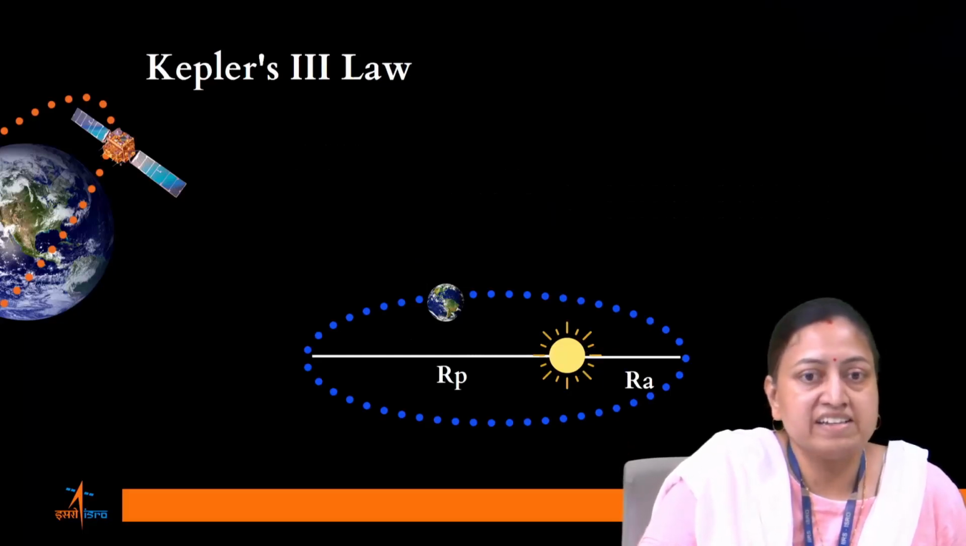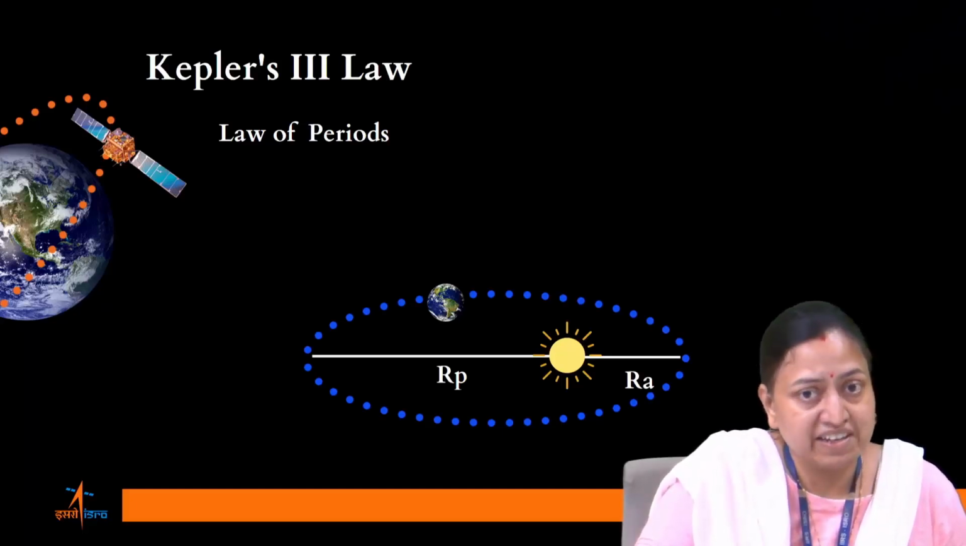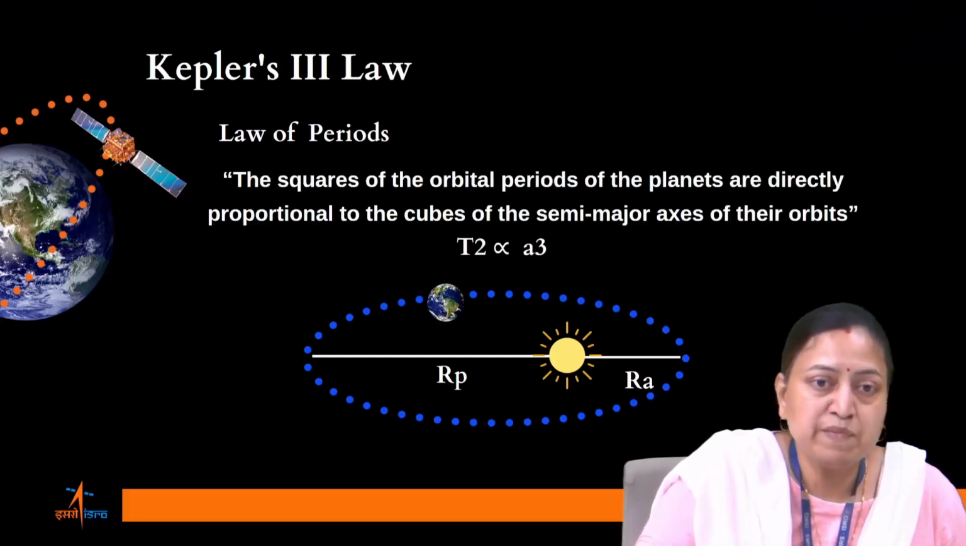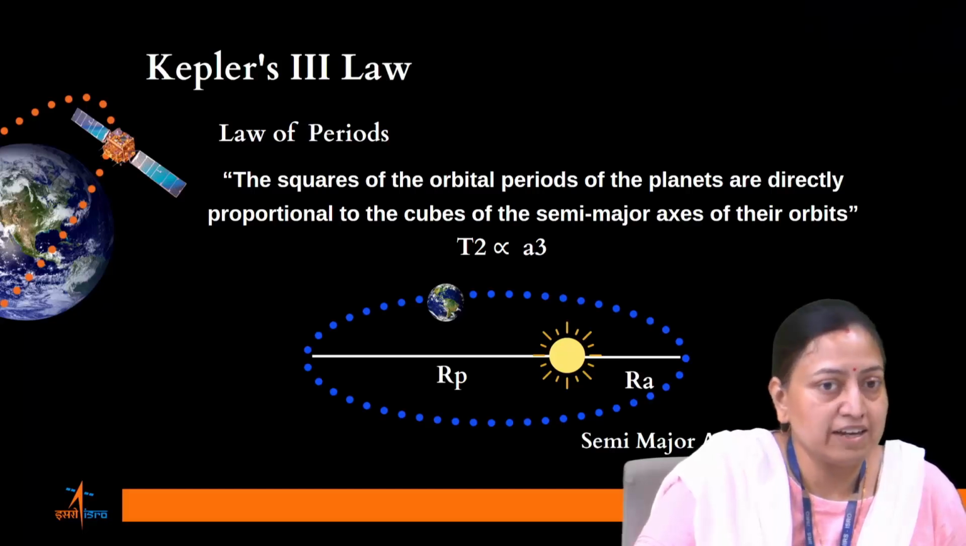Kepler's third law is the law of periods. It states that the squares of the orbital periods of the planets are directly proportional to the cube of the semi-major axis of their orbits. This law states that the time period T and the semi-major axis a are related by T squared directly proportional to a cubed, where the semi-major axis is equal to (Ra + Rp) / 2. Ra and Rp are shown in the figure.